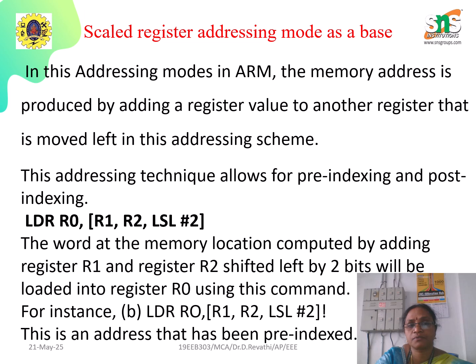And then finally, the scaled register addressing mode. In this mode, the memory address is produced by adding one register's value to another register that is shifted left. For this, we take the example with R1 and R2: adding these two values, shifted left by 2 positions, and the result is stored into R0. This is how the scaled register addressing mode works.